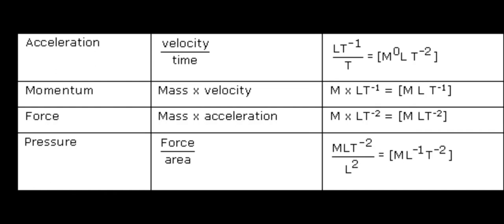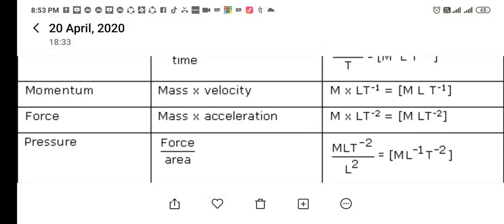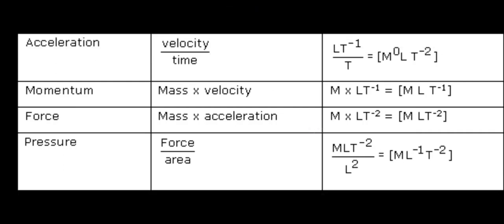Next, momentum, which is equal to mass into velocity. The dimensional formula for mass is capital M and for velocity is LT minus 1. So the dimensional formula of momentum is MLT minus 1.